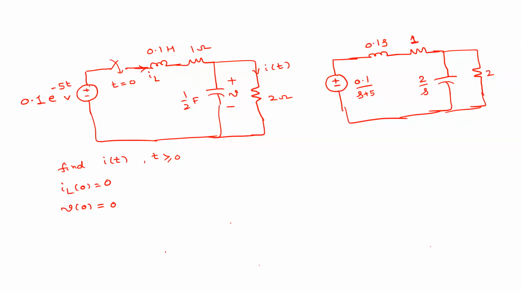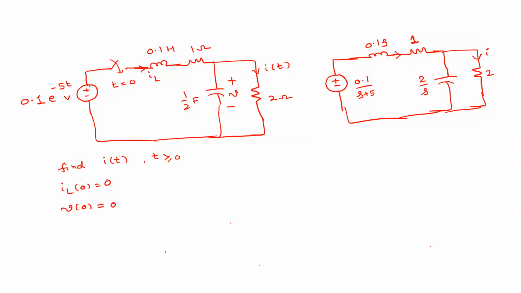So now we require the current through the 2 ohm. So how to find that current? Voltage across capacitor divided by resistance. So how to find the voltage across the capacitor? That will be this voltage minus this voltage, right? Or just find out the total current and apply the current division principle. That is also the easiest way, right?